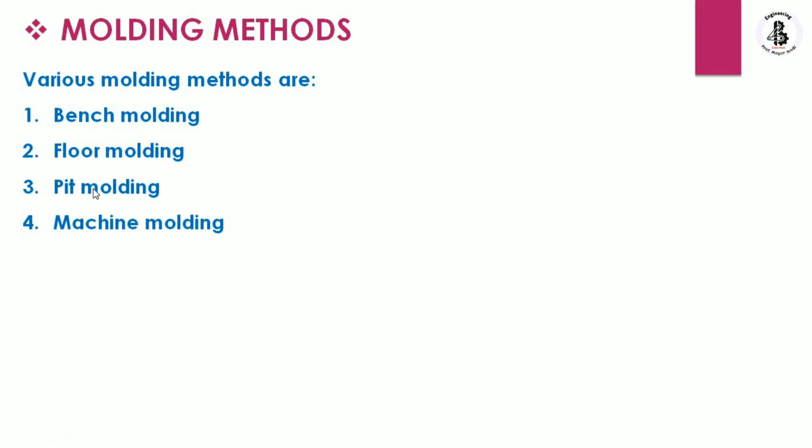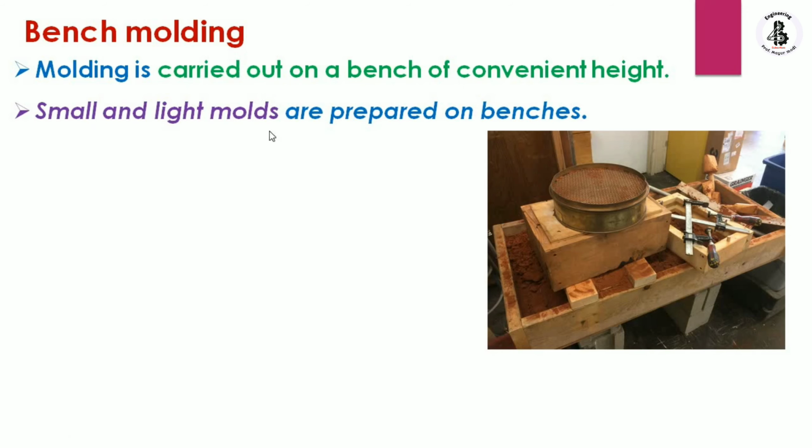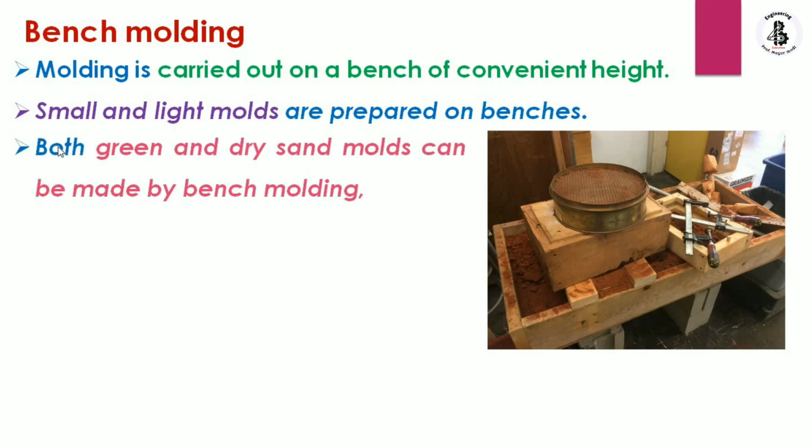Now we will discuss the first one, the bench molding process. You can see a bench molding machine here. It is considered a kind of bench, or you can say a standing position. Bench molding is carried out on a bench of convenient height as per ergonomics, or you can say as per the standard height of a human being. Small and light molds are prepared on benches. Both green and dry sand molds can be made in the bench molding process.